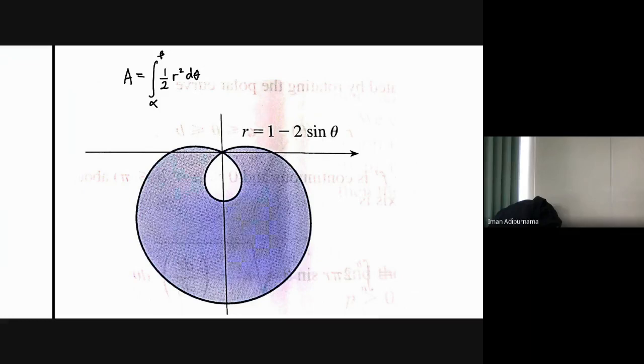You need to find at least when the radius is 0, right? Let me write some notes here. The pole is reached when r is 0, right? It means the polar axis. The pole means the polar axis.